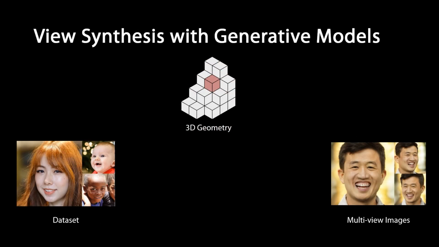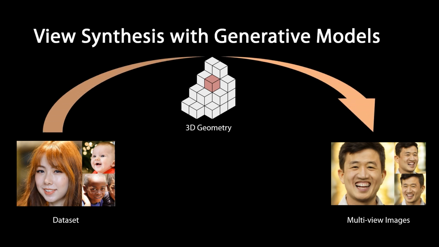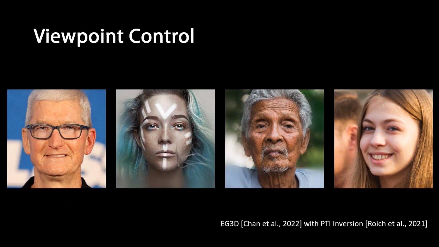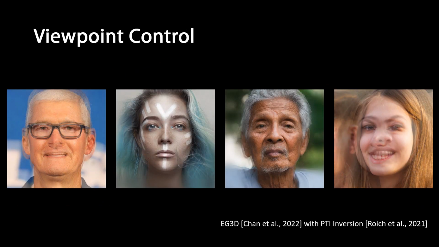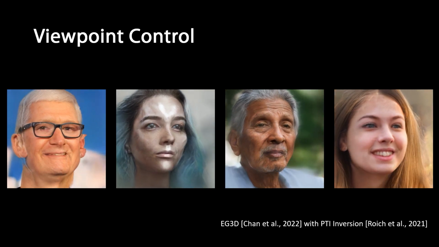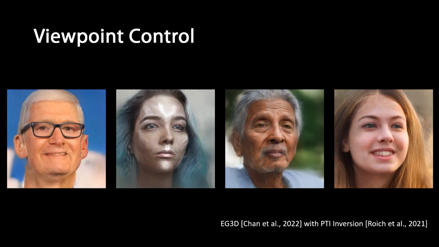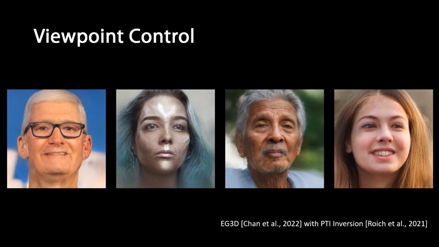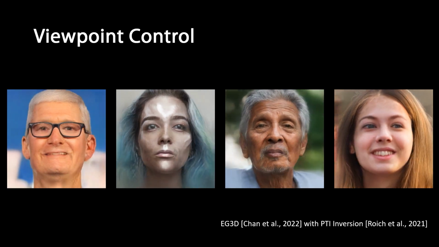One useful application of these models is viewpoint control. To do so, these methods usually first synthesize 3D geometry, then render the geometry from new viewpoints. For example, given these 4 individuals, we can invert them into a geometry-based GAN such as EG3D, then generate novel views. However, this has some disadvantages.